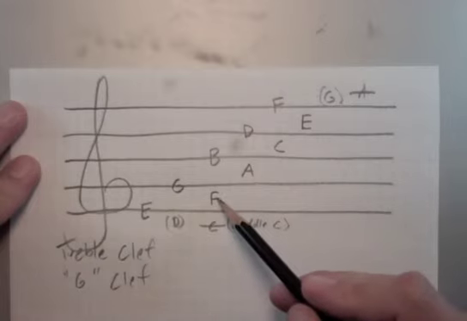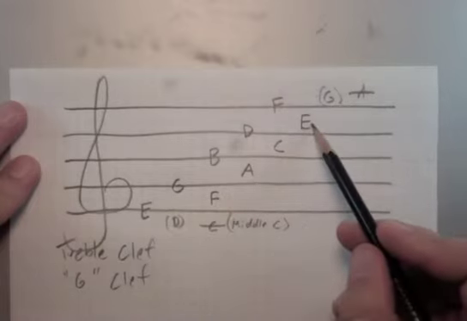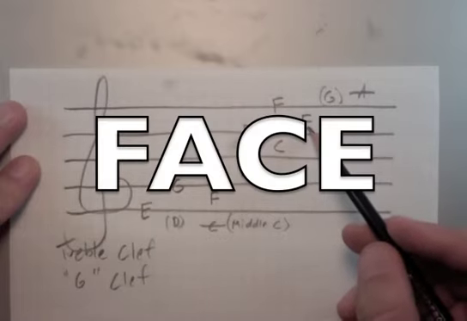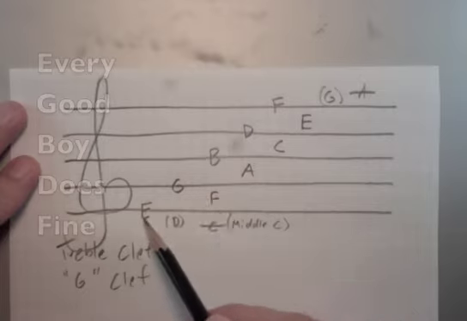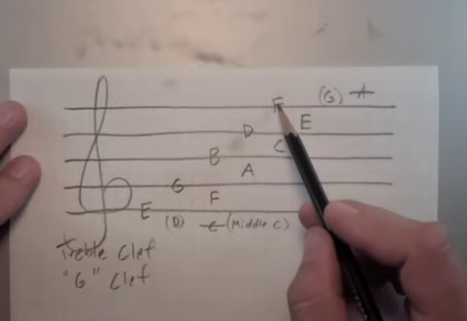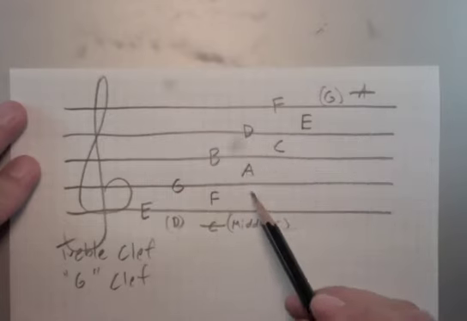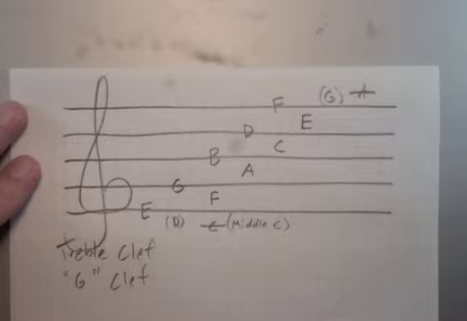People remember the notes that fall on the spaces because they spell face. And I personally have never needed an acronym for that. So we have every good boy does fine, the notes that are on the lines, and face, the notes that are on the spaces. And that is the treble clef.